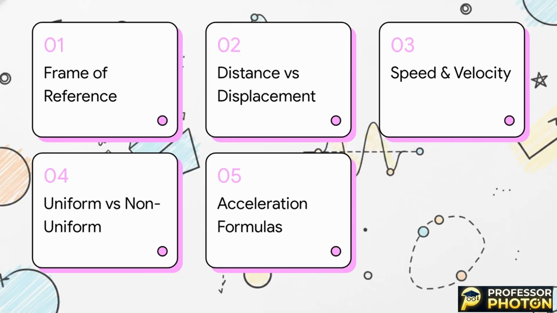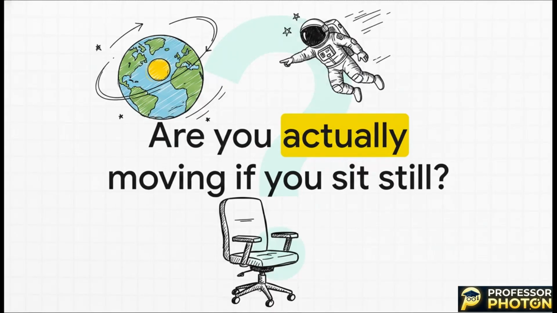So here's our game plan for today. 1. The frame of reference. 2. Distance versus displacement. 3. Understanding speed and velocity. 4. Uniform versus non-uniform motion. And finally, number 5, acceleration and motion formulas. Let's get to it.